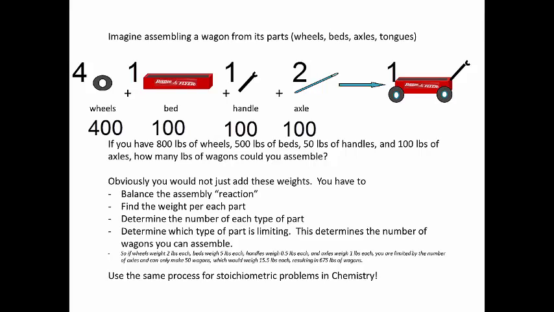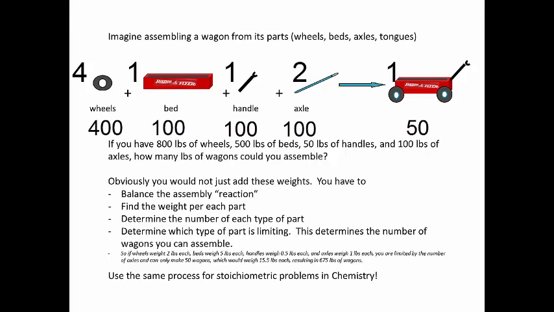But I'll look at it a little bit more closely. So if I have 400 wheels, yes, I could accommodate 100 beds, and I could then accommodate 100 handles, but I would need 200 axles, and I only have 100 axles. So you will have determined by using your critical thinking that you can only assemble 50 wagons, because you need 2 axles per each wagon. You can only make 50 wagons.